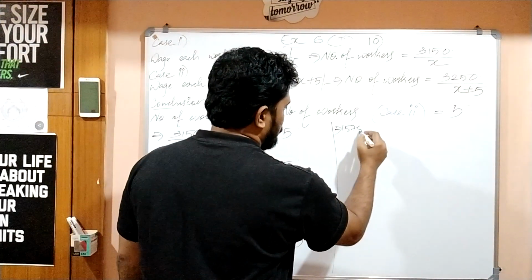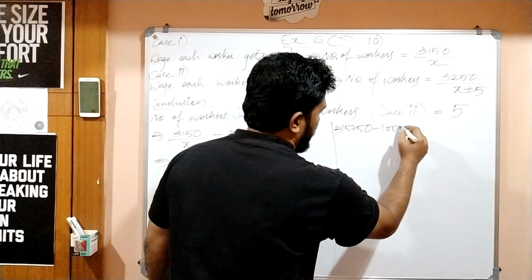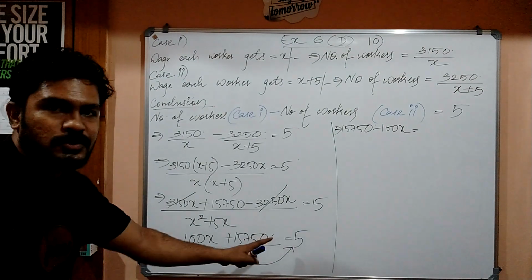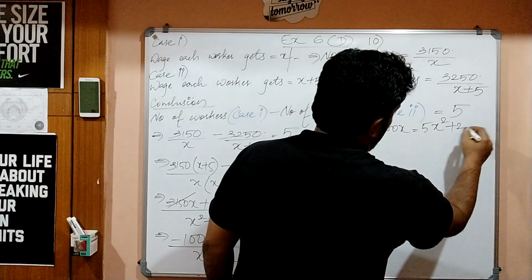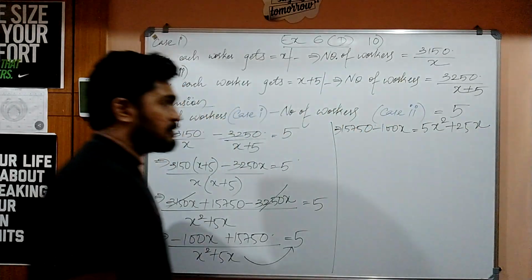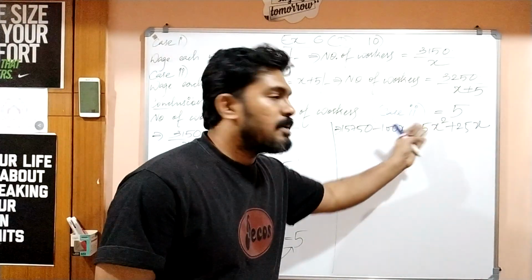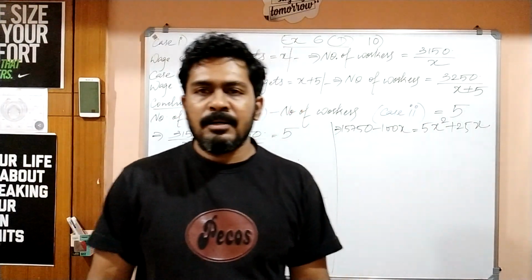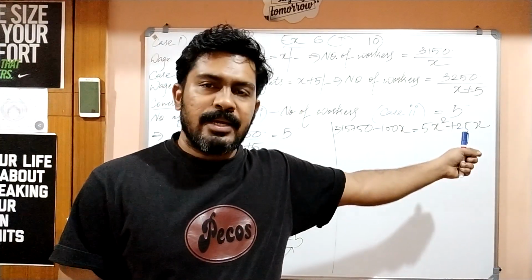On the left hand side you have 15750 minus 100x, which is equal to, when you multiply this x square plus 5x towards the right hand side, you get 5x square plus 25x. Isn't it? Children, I know that you can take common factor from both the sides. What is the common factor here? 5 is the common factor. If you want to take the common factor here, then you can take it.